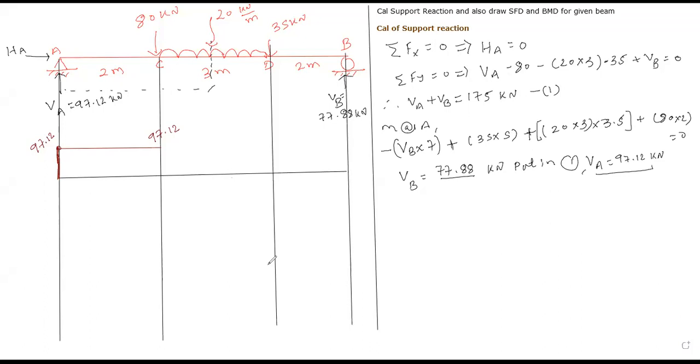Now tell me, this 80 kilonewton load is acting in upward direction or downward direction? Okay, downward direction. And nature of downward load is positive or negative? Negative, right? So now we need to subtract this 80 kilonewton load from 97.12. Use calculator, 97.12 minus 80. Give me answer. 17.12. Again positive, so draw above the line.